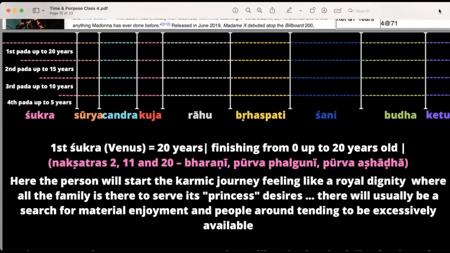Now, we are starting the first mahādaśā, and this can be up to 20 years. Okay? I also have this karmic type, so don't worry. Kita is Bharani, I'm Purva Phalguni. And as we spoke, because I'm Purva Phalguni, my fifth mahādaśā is going to be different from hers.